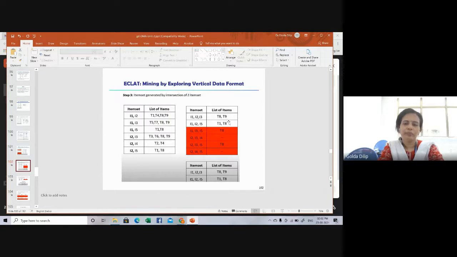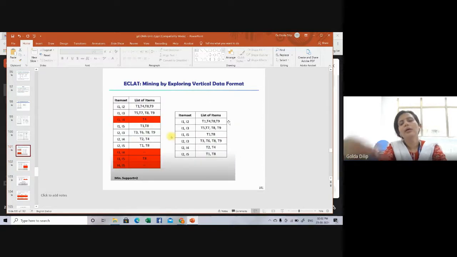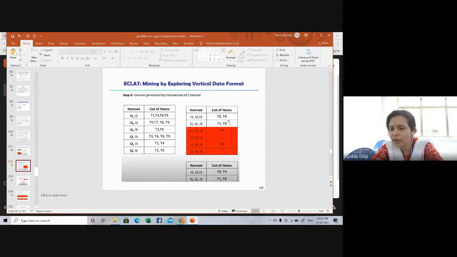Then what should be the next step? So the next step is you need to generate 3 item set from 2 item set. So what do you get? Try doing on your own.